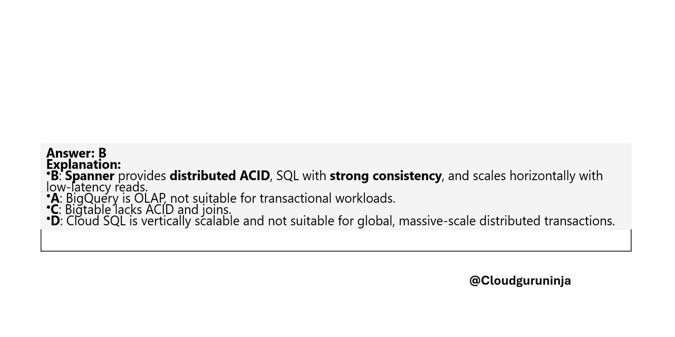So, Spanner is best. It is a global service, very strong consistency, and it scales horizontally with low latency rates. See, Cloud SQL will only scale vertically. That will not help. You need horizontal scaling to manage that kind of latency requirements.